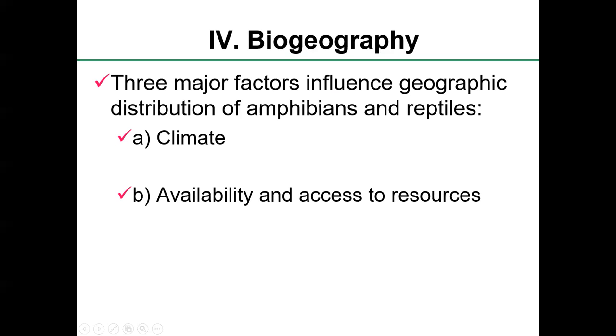The second is the availability and access to resources. Animals need to be able to maintain their energy requirements, that is, find food, and reproduce, to have access to adequate nesting substrates. And then lastly are the dispersal abilities. Small fossorial amphibians and reptiles tend to have poor dispersal abilities, whereas large aquatic animals tend to be very good dispersers. And we have an entire lecture coming up right after this one that focuses on dispersal and some characteristics that are important to dispersal.